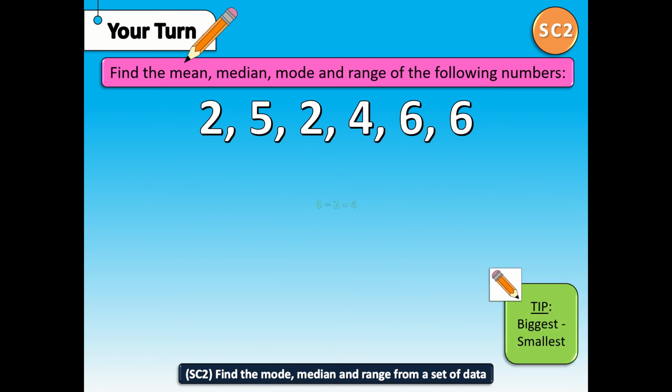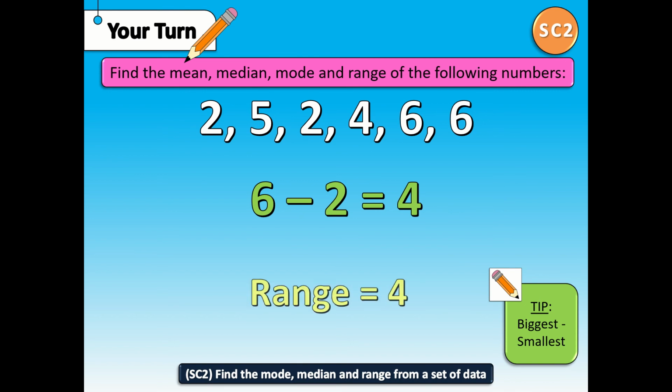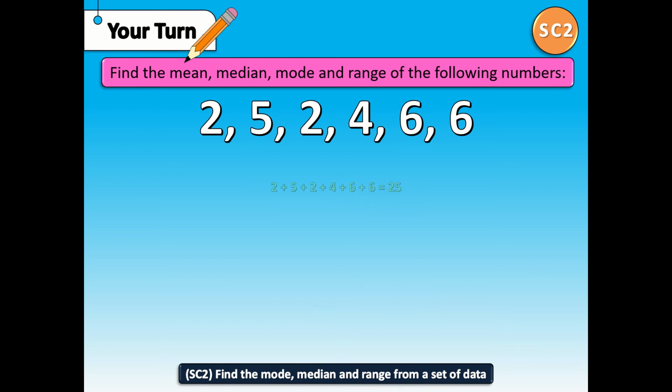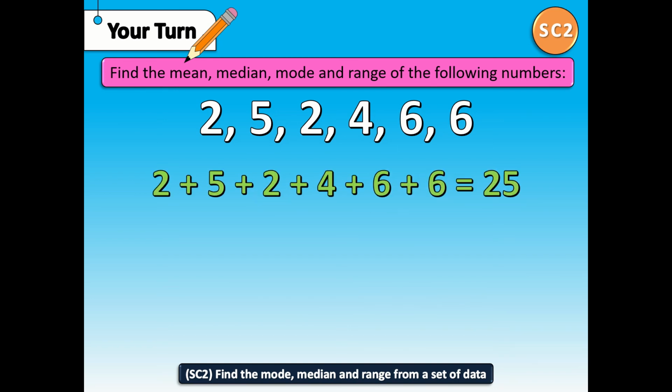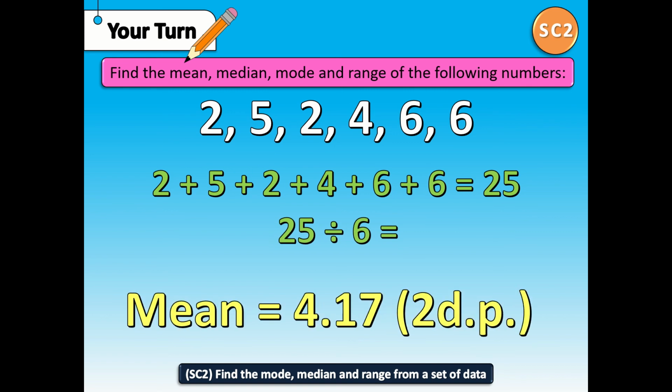To find the range, we do the biggest number, take away the smallest number. So the range is 4. And for the mean, we add all the numbers together. Then we divide by how many numbers there are. So we're going to divide by 6. So the mean would be 4.17 to 2 decimal places.